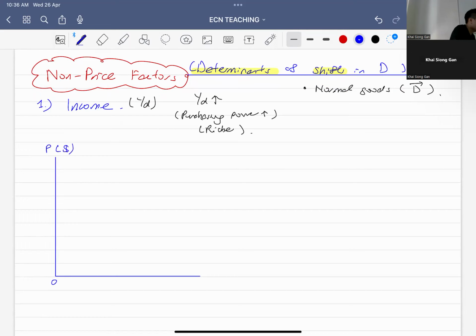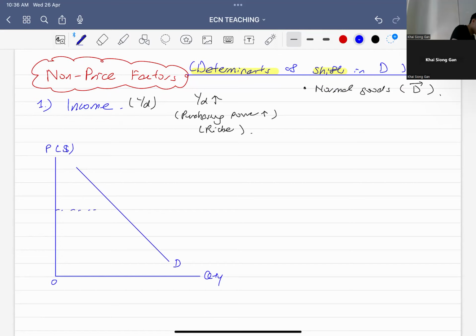In exam, if you really forgot how to label, at least just put the dollar sign over there. I will still give you marks, no worries. Okay, and this is quantity. It's quite standardized for your micro. Okay, and then after that, you have your demand curve like this. Okay, this is the demand curve that we learned just now.